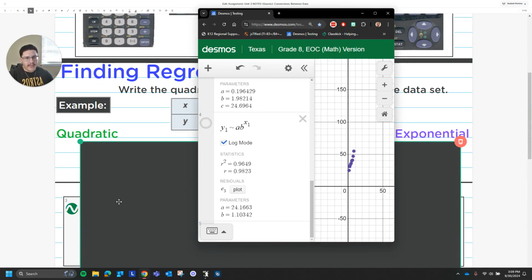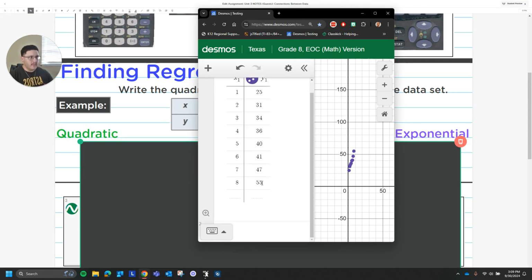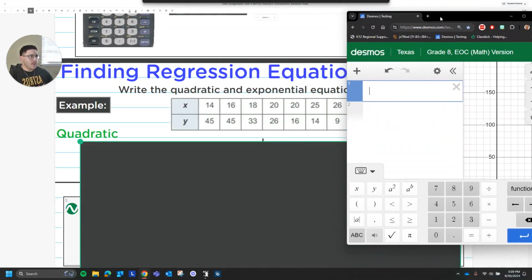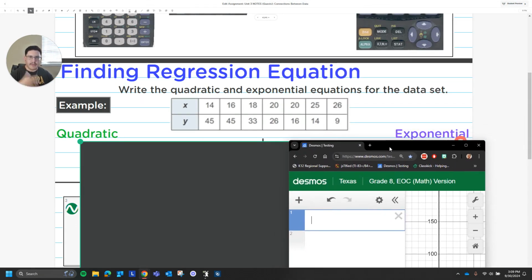So we're going to start off with Desmos. I'm going to go through this pretty quickly since we've already walked through this before. And we're going to write either the quadratic or the exponential equation based on what the question is asking for. For this example, we're doing both just so we can practice, but the question is going to ask to write for a specific one. The question's on the quiz or test.